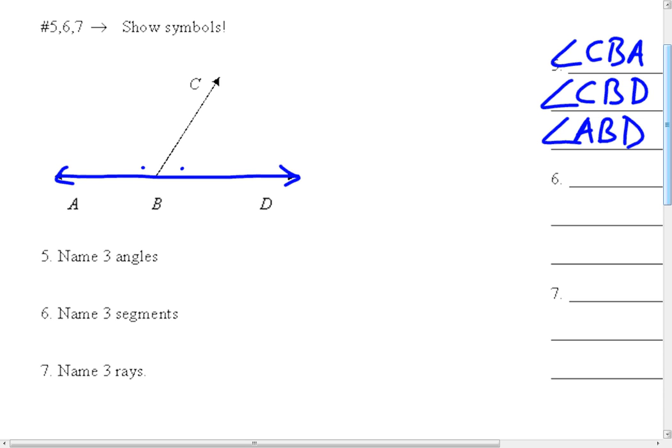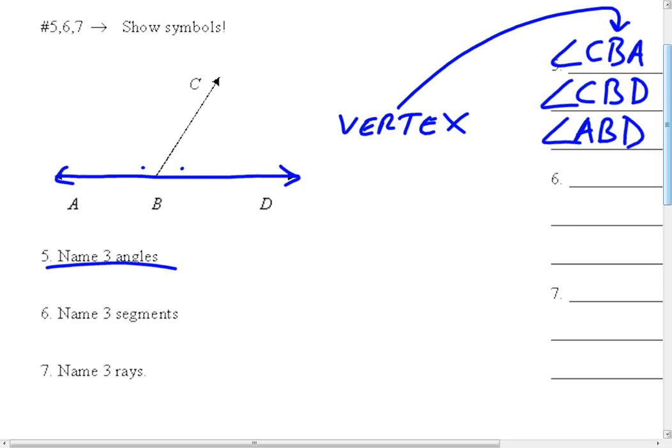Just make sure that you've got 3 letters and that your middle letter, what do we call the middle letter in our name? Vertex. Vertex is a funny math word because it can be used in a variety of ways. You'll see it pop up in different situations. Our first situation is the middle letter in our angle name. That took care of my 3 angles.